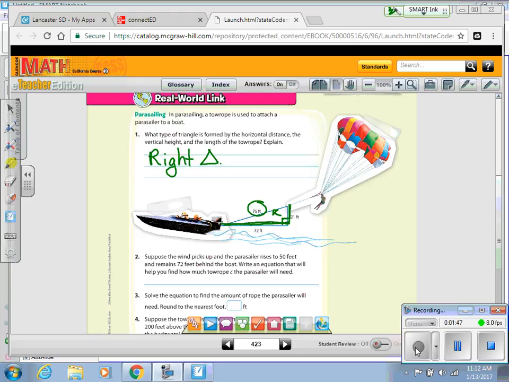So when you go to number 2, it says, suppose the wind picks up and the parasailer rises to 50 feet. So the horizontal distance is going to stay 72. He's going to rise to 50, and we need to find out what the new hypotenuse is. So we're going to do 72 feet squared plus 50 feet squared is going to equal the new hypotenuse.